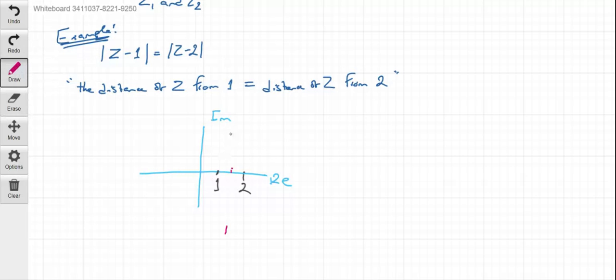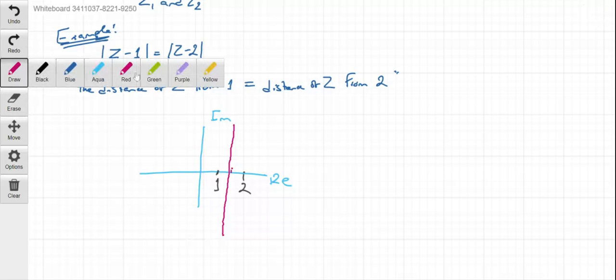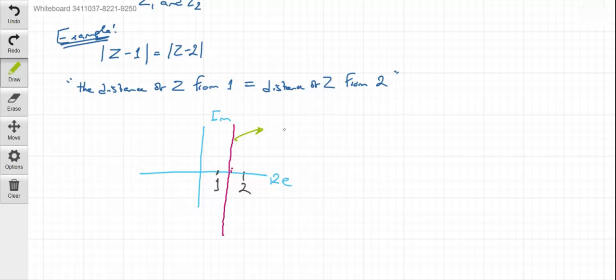So this line, and it's going to be a vertical line, is our locus of points, containing all the possible values of our missing complex number z. Because any point on this vertical line must be equidistant, as this particular situation says, from this point and this point over here.